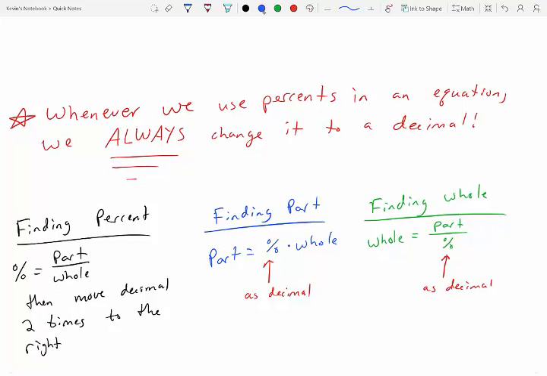Today we're going to be doing percents in equations. Just as a note to start this off, whenever we use percents in equations, we always have to change it into a decimal. So that means if we have something like 67% and we want to change it into a decimal, we say move it over twice and we get 0.67, and that's the decimal we'll be using.